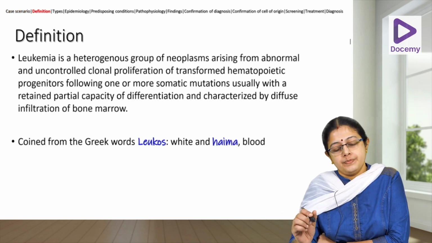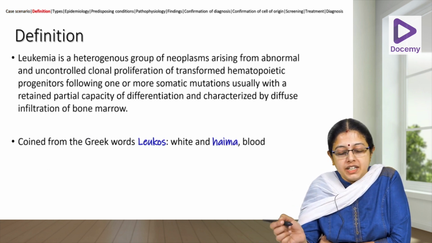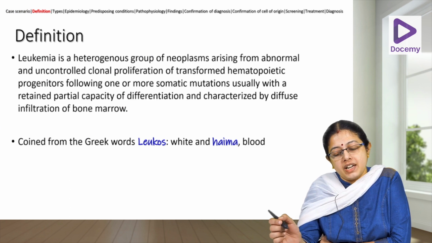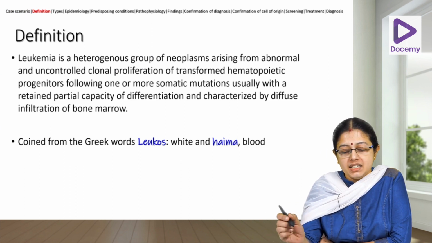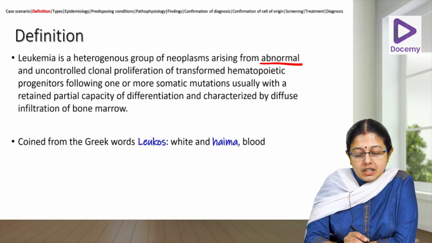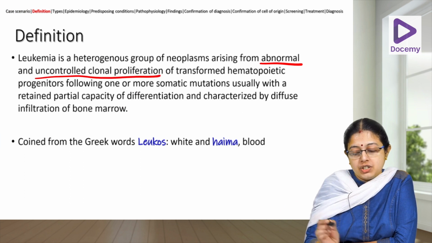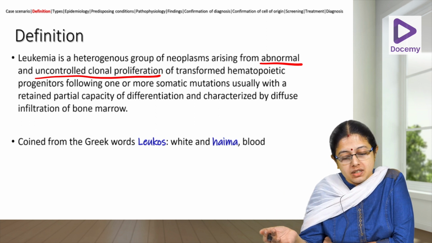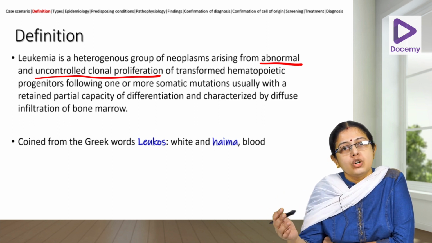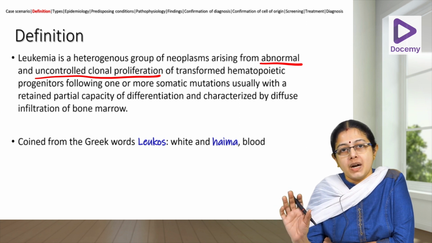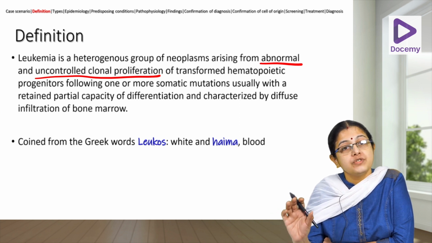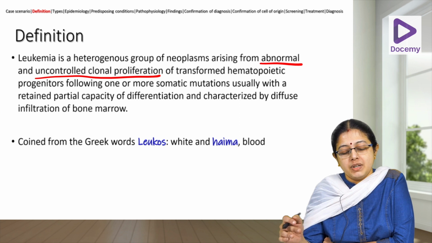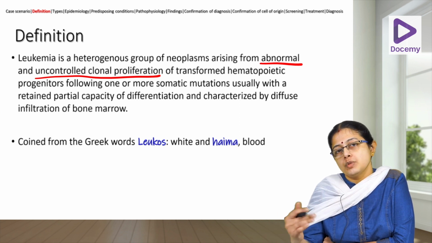So what is leukemia? Leukemia is a heterogeneous group of neoplasms arising from abnormal and uncontrolled clonal proliferation of transformed hematopoietic progenitors following one or more somatic mutations, usually with a retained partial capacity of differentiation and characterized by diffuse infiltration of the bone marrow.